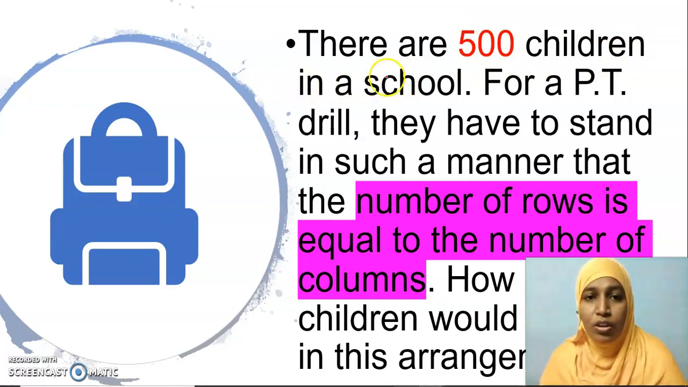When we thought of school, we used to remember bags. But nowadays we have forgotten bags. We are remembering only laptops and mobiles. Okay. And one more important thing is PT period.